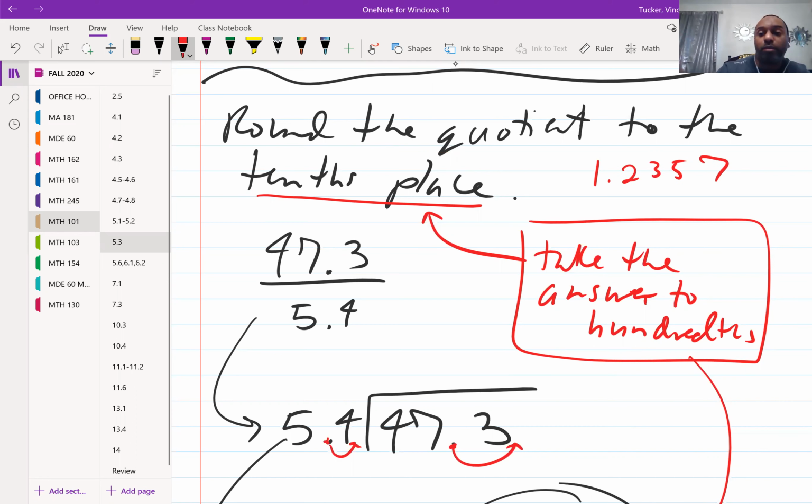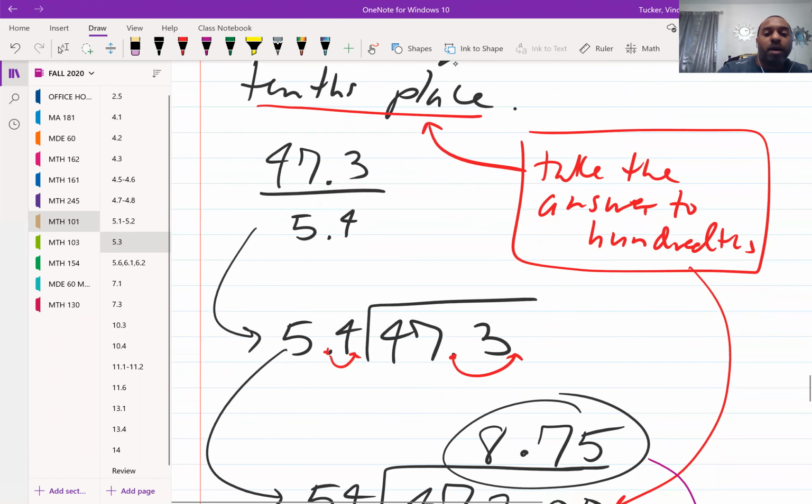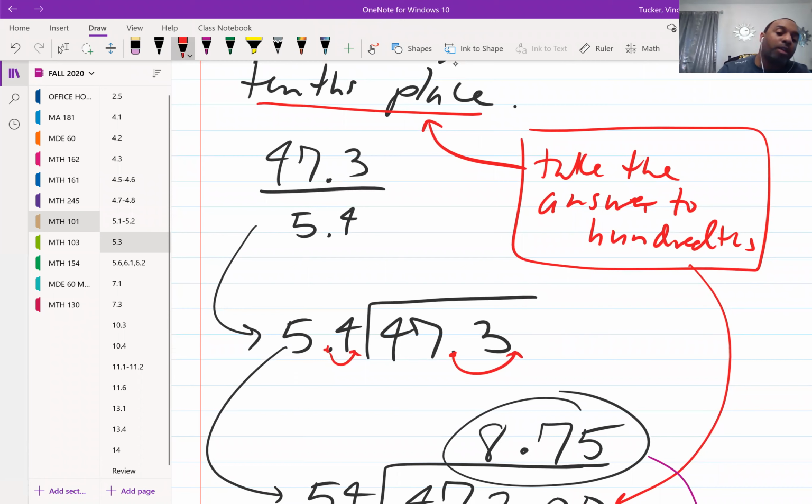So you're talking about 1.2357, just a random number here. This is my 10th place, but this is my 100th place. If I'm going to round to the 10th place, I need the value to the right of it, in the 100th place, in order to be able to round. So looking at 47.3 divided by 5.4, we need to take our decimal 1 place to the right because of the 5.4.